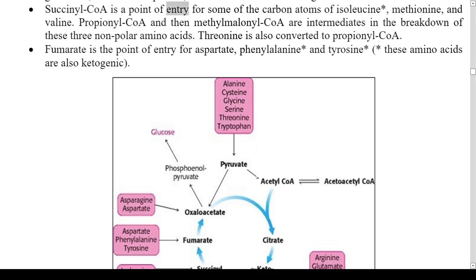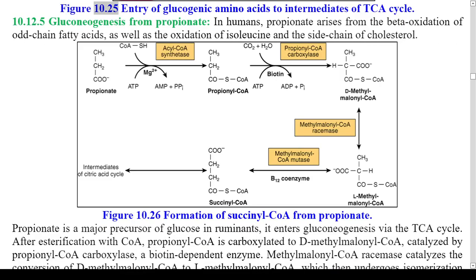Succinyl-CoA is a point of entry for some of the carbon atoms of isoleucine, methionine, and valine. Propionyl-CoA and then methylmalonyl-CoA are intermediates in the breakdown of these 3 nonpolar amino acids. Threonine is also converted to propionyl-CoA. Fumarate is the point of entry for aspartate, phenylalanine and tyrosine. These amino acids are also ketogenic. Figure 10.25 Entry of glucogenic amino acids to intermediates of the TCA cycle.